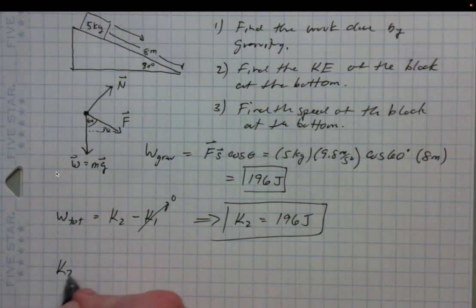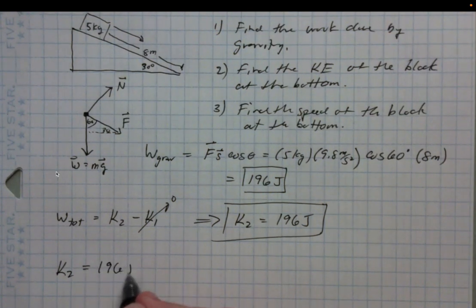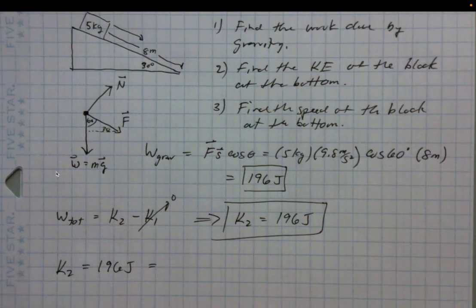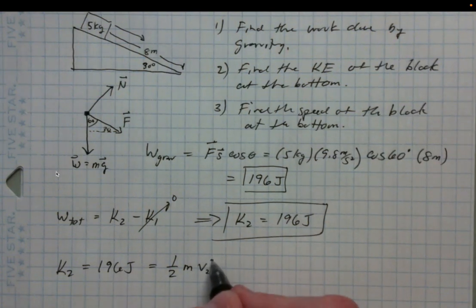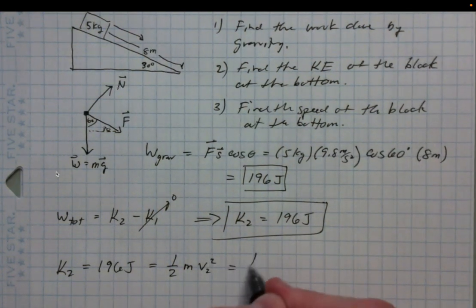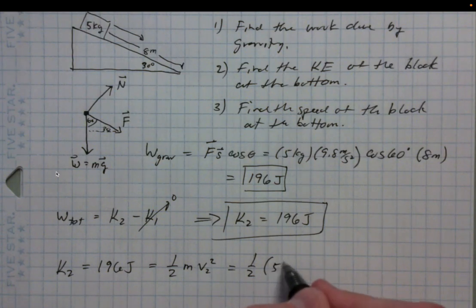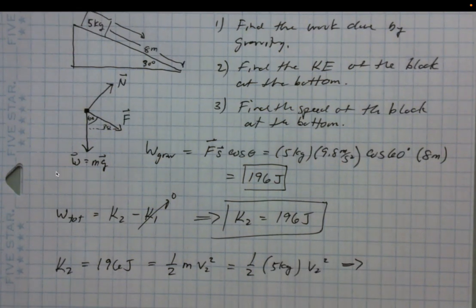So K2 is equal to 196 joules, and we know that K2 is equal to 1/2 times the mass times the final velocity squared. So that's 1/2. The mass is 5 kilograms. The final velocity is unknown. That's what we need to solve for.